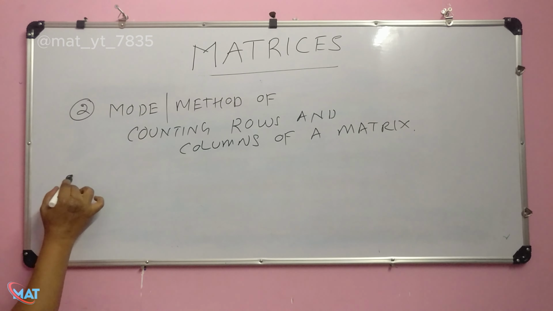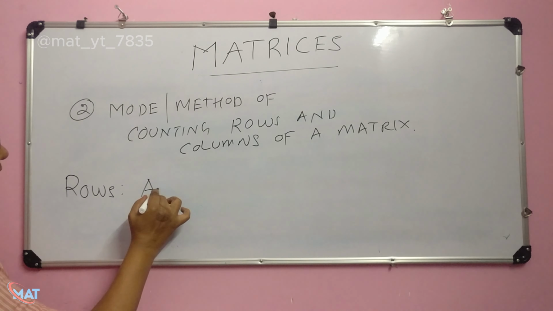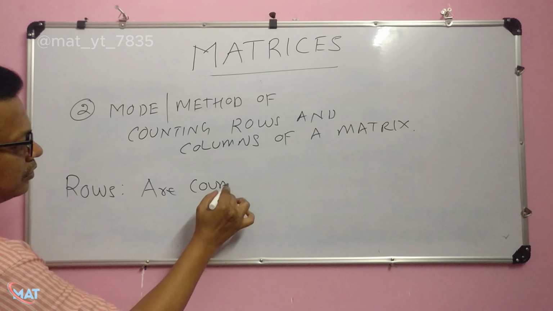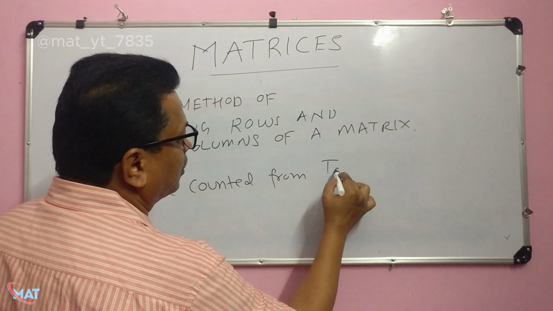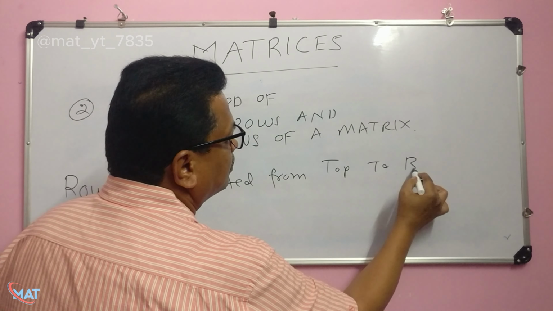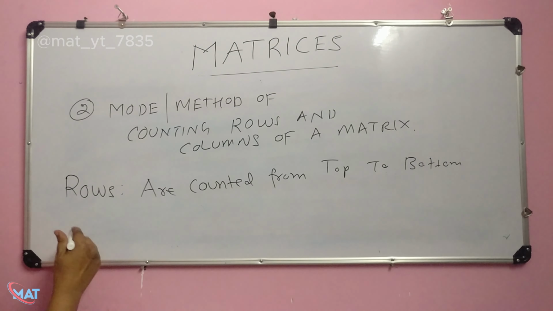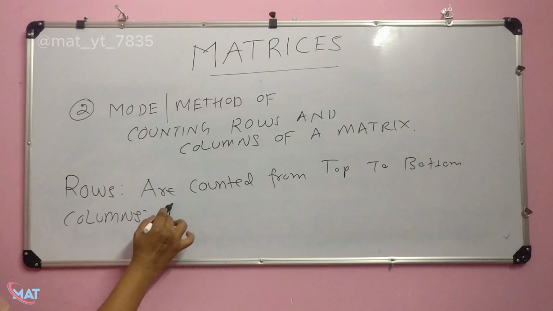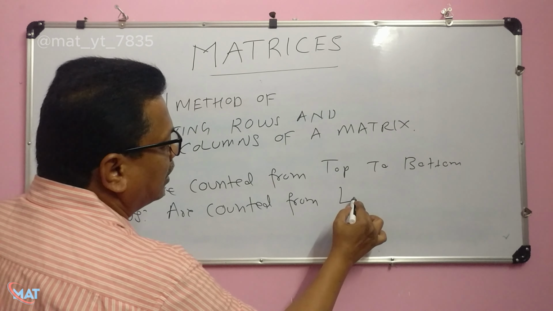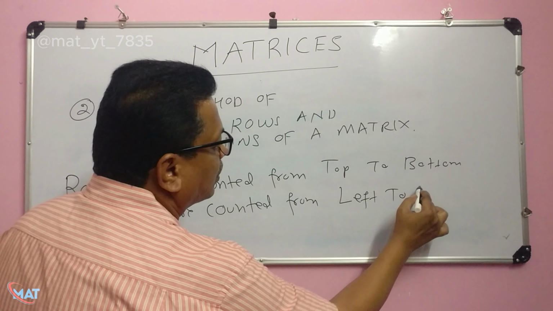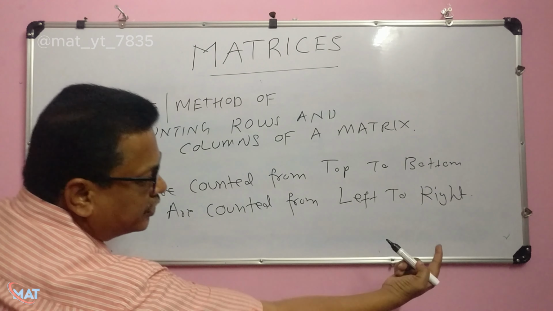So how do you count rows? Rows are counted from top to bottom. Remember this: R1, R2, R3, top to bottom. Columns are counted from left to right side: C1, C2, C3, C4, as seen in the example.